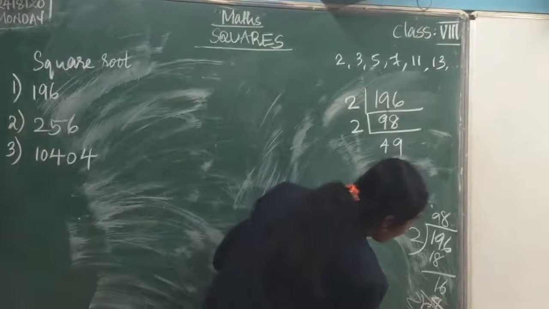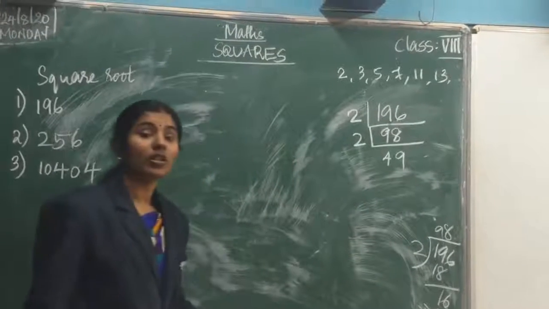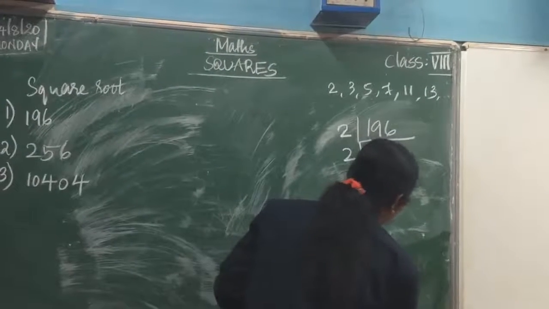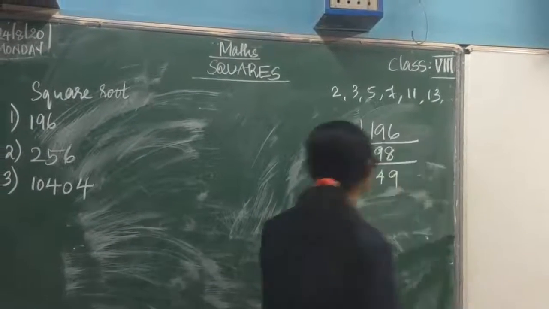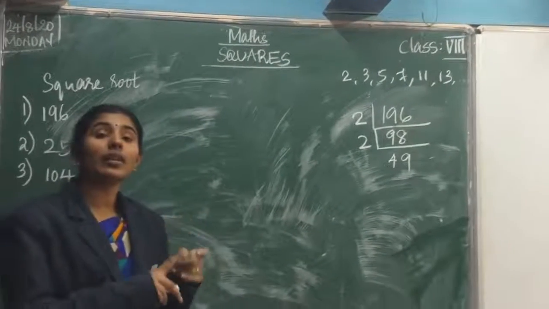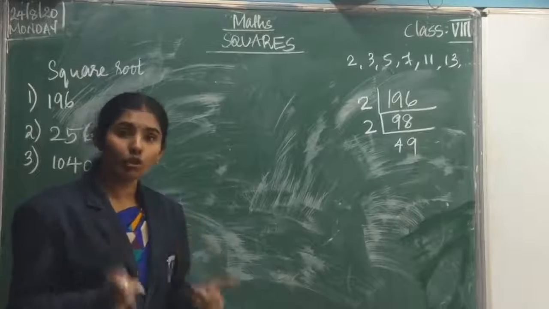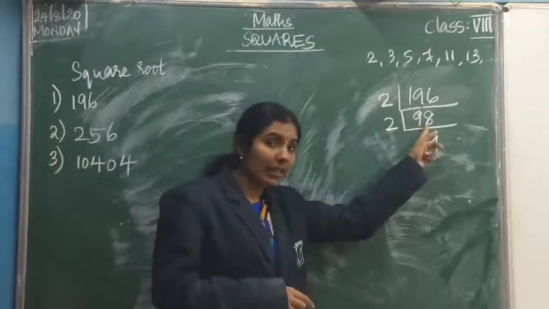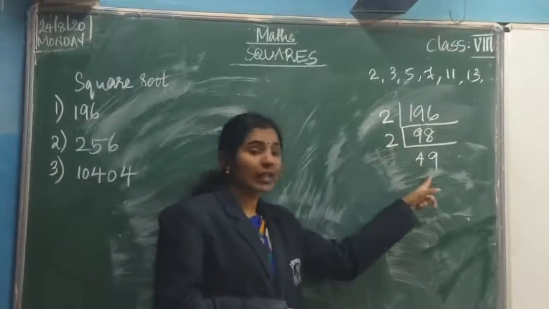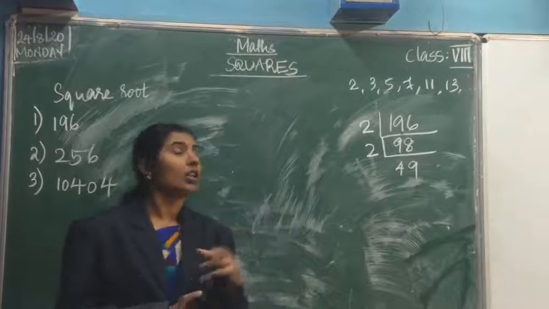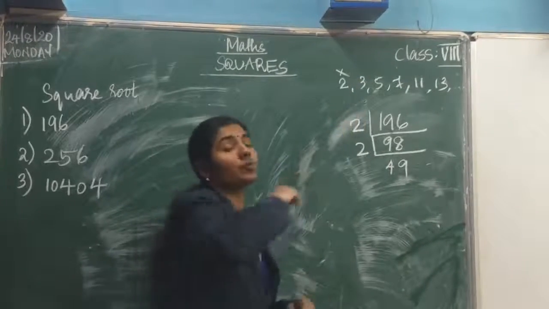Here 4, 9. You will get 49. One important thing, every time you should divide by prime numbers, and you should know even numbers you can divide only by 2. So here 196 when you are dividing by 2 you will get 98. 98 when you are dividing by 2 you will get 49. Next you see 49 is an odd number. So you can't divide by 2.